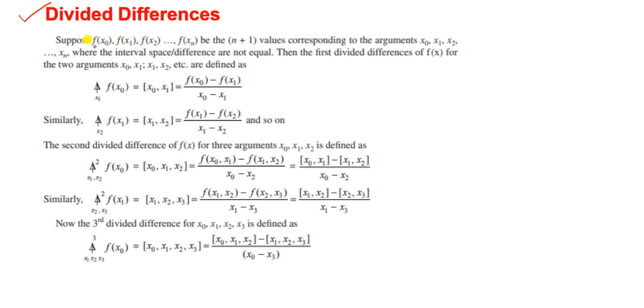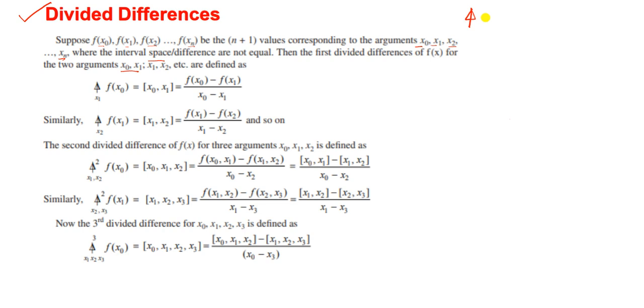Suppose f of x0, f of x1, f of x2, up to f of xn are n plus 1 values corresponding to arguments x0, x1, x2, x3, x4 up to xn, where the interval spaces or differences are not equal. Then the first divided difference of f(x) for the two arguments x0, x1 and x1, x2 etc. is defined as follows. The divided difference operator is denoted by the forward difference operator cut by a vertical line, and this operator is known as the divided difference operator.